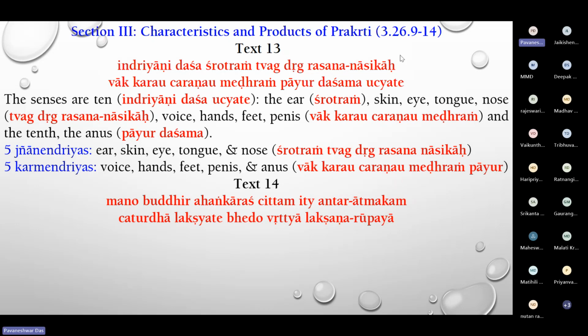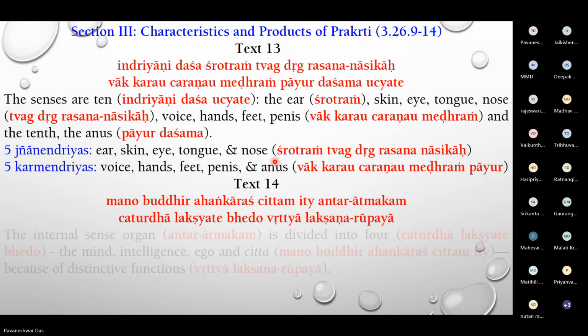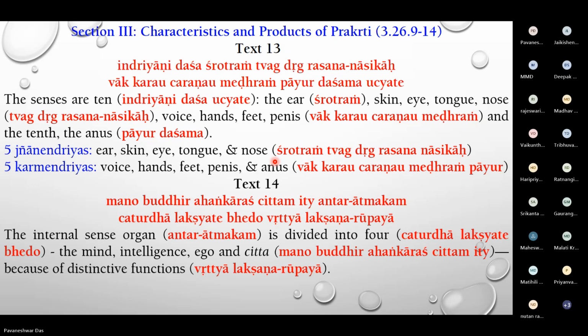Mano buddhir ahankara, chittam iti antaratmakam, chaturdha lakshyate bhedo, vrittya lakshana rupaya. The internal sense organ, antaratmakam, is divided into 4. Who are they? The mind, intelligence, ahankara, and chitta.